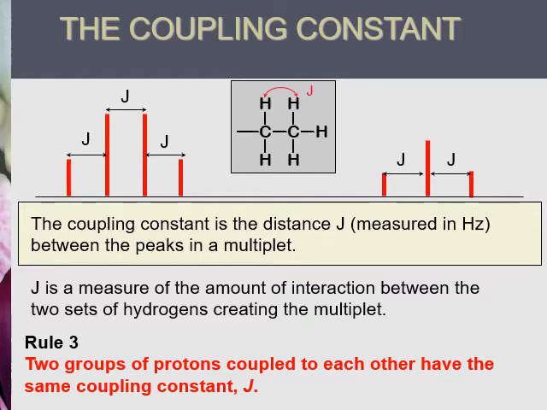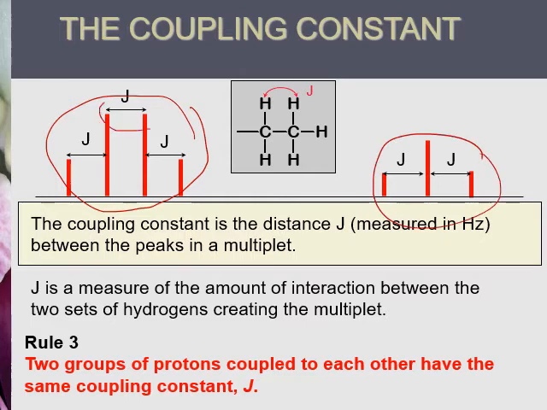Here we show 2 peaks. One is a quartet, one is a triplet. The distance between the peaks is called coupling constant J. J is a measure of the amount of interaction between the 2 sets of hydrogens, creating the multiplet. Rule number 3: 2 groups of protons coupled to each other have the same coupling constant.